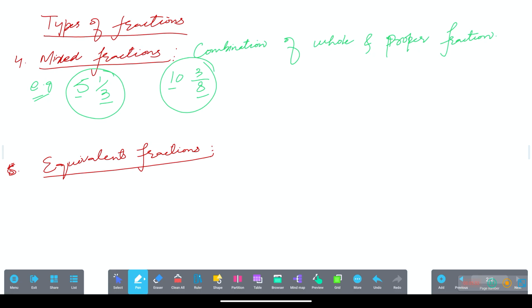Now we have some important questions regarding this. Let me first clear these mixed fractions. Mixed fractions can be converted into improper fractions, and improper fractions can be converted back to mixed fractions. How? I will consider an example. I will take a question here. Convert 10 3 by 8, this number, into an improper fraction.